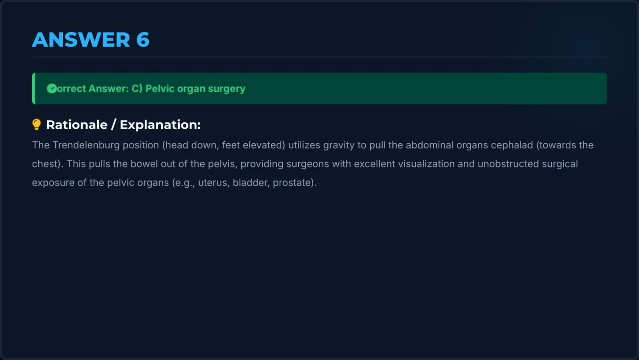Question 6. In which surgical scenario is the Trendelenburg position primarily indicated? The correct answer is C, pelvic organ surgery. The Trendelenburg position uses gravity to shift abdominal organs towards the chest, providing excellent, unobstructed surgical exposure of the pelvic organs.